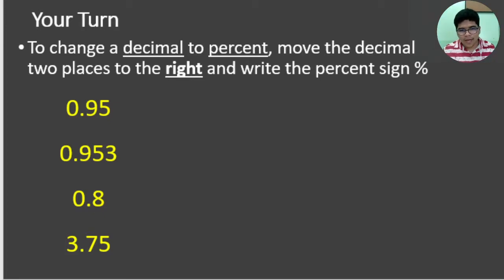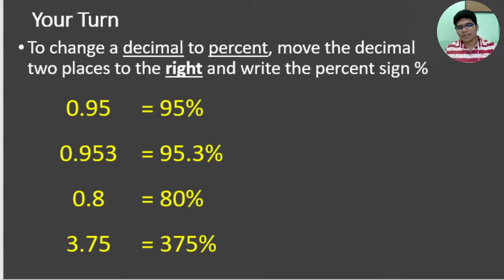You're back. Okay, so these are the answers. If we move two places to the right, we would have 95% of this one. If we move two places to the right here, that will go through 9 and 5, giving us 95.3. And then this one is 0.8. There's only one number, but we can still move twice. Just put a 0. So that's 80%.